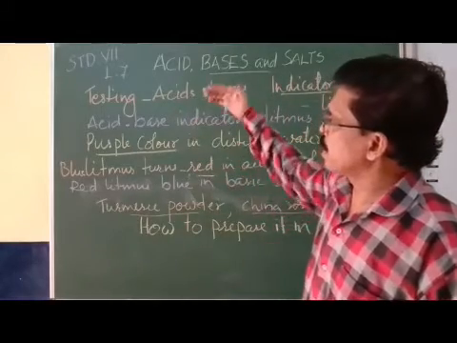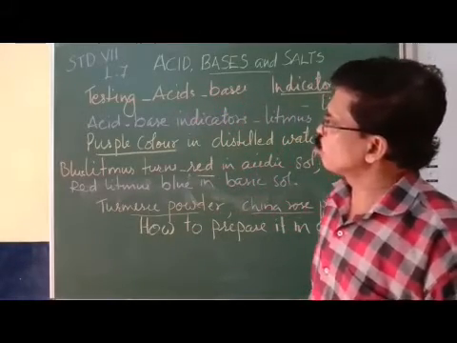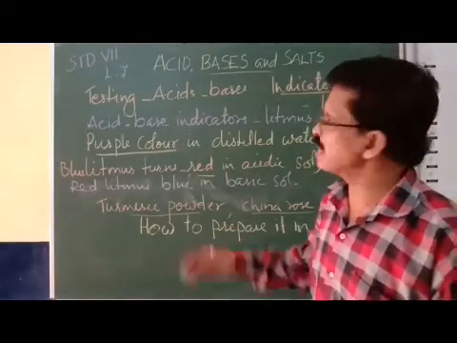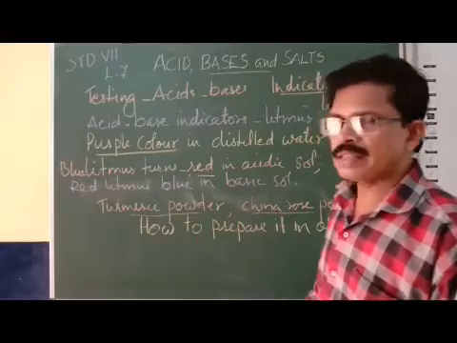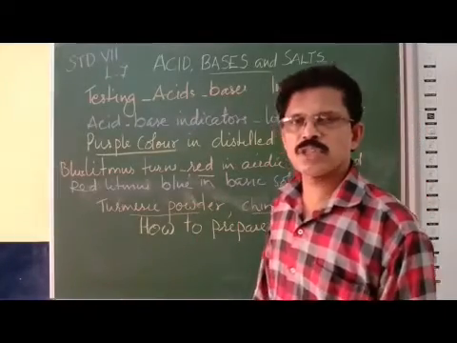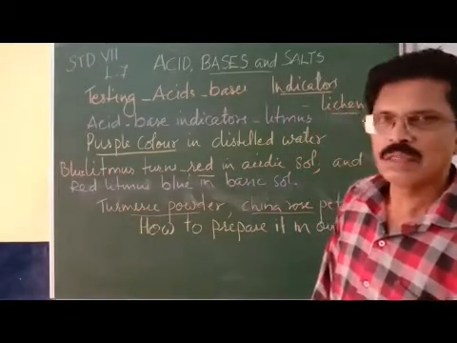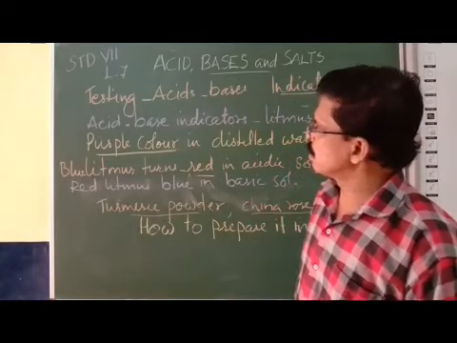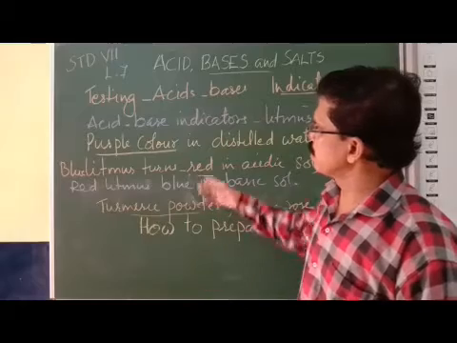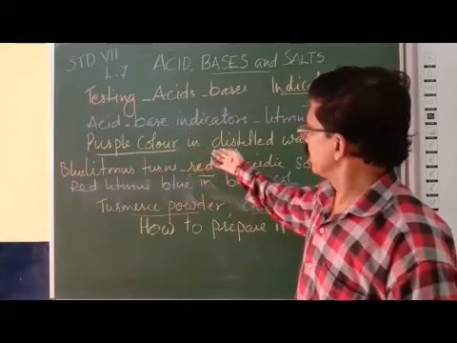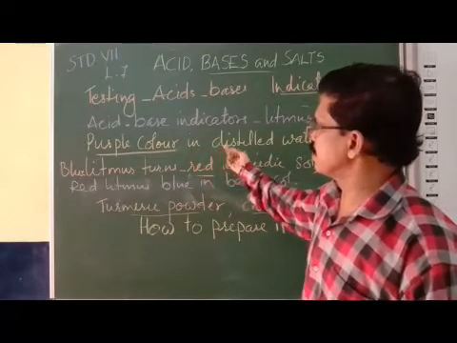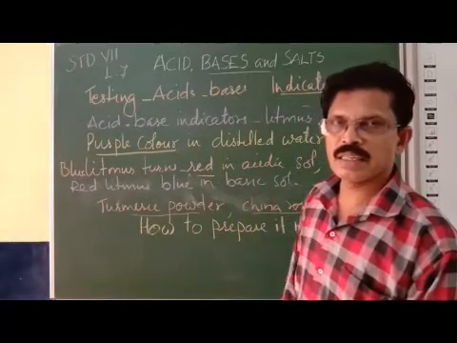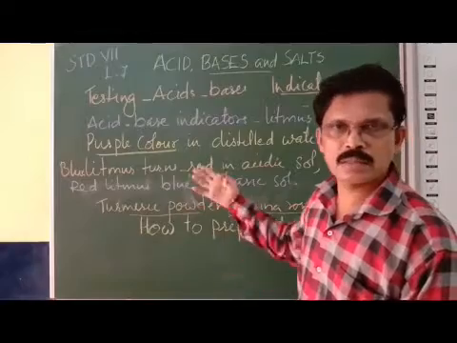So in this part we have studied how to test various substances by using indicators. What is the full name? Acid-base indicators. Acid-base indicators are substances which are used to test whether the substance is acidic or basic. Acid-base indicators show purple color in distilled water.